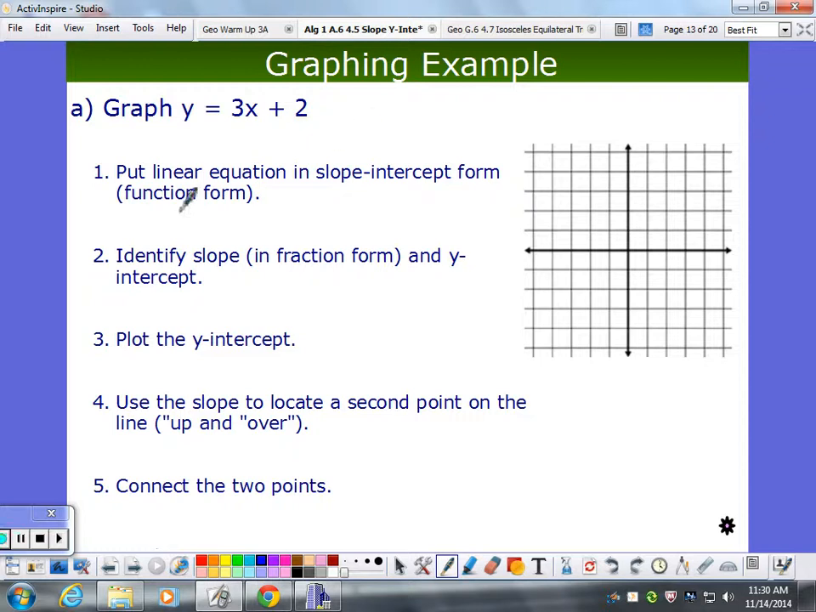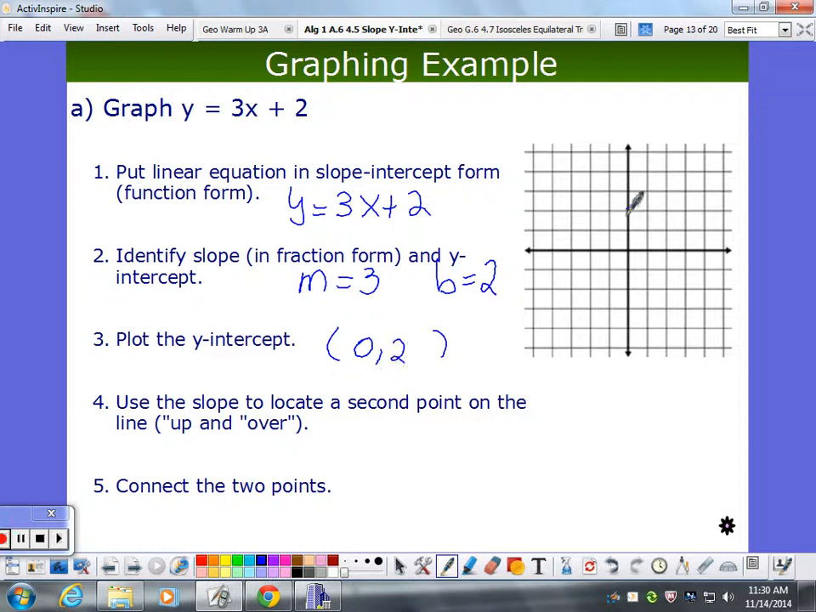So here we go. I got all my directions again. This is example A. Y equals 3x plus 2. It says put it in slope-intercept form. It already is. So I don't have to do anything with this one. It's good. What is the slope and what is the y-intercept? Slope is 3. Y-intercept 2. So what is my y-intercept point then?